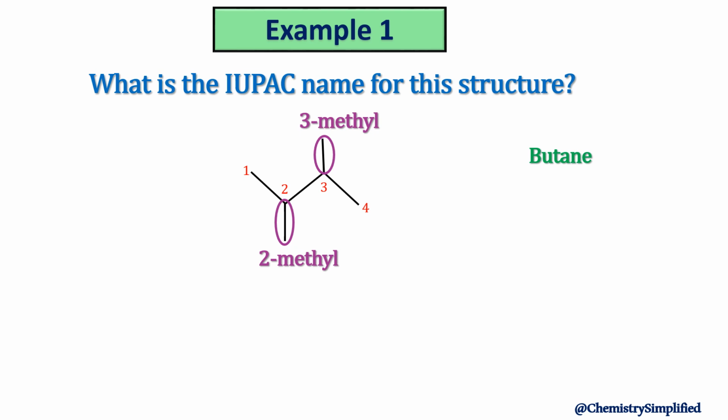Now, since we have the word methyl twice, according to the rules, we have to use the prefix di. So we would name this one 2,3-dimethylbutane.